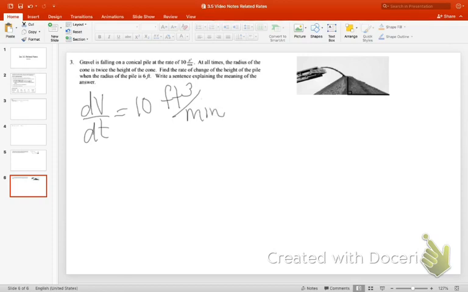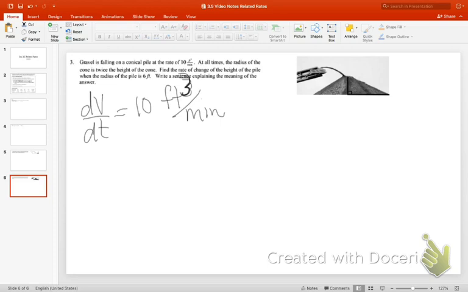Now, the fact that it said feet cubed tells me that I'm working with volume. If my units are linear, I'm working with the rate of change of a perimeter or a side length. If the units are squared, I'm working with the rate of change of an area. And if the units are cubed, that's telling me I'm working with a volume. So units are really important here to help you know what information you are being given. So I'm given dV/dt is equal to 10 feet cubed per minute.